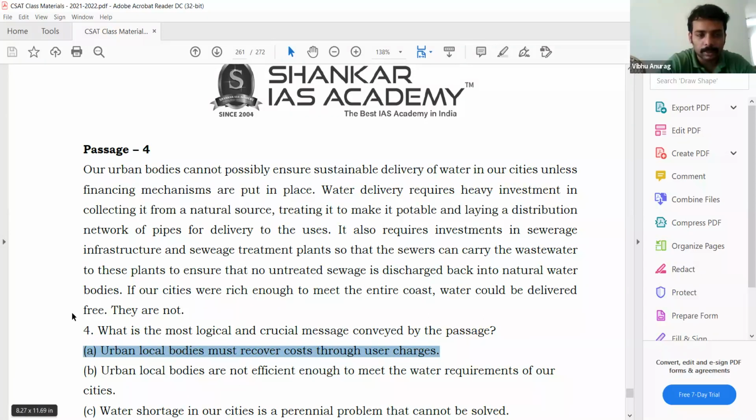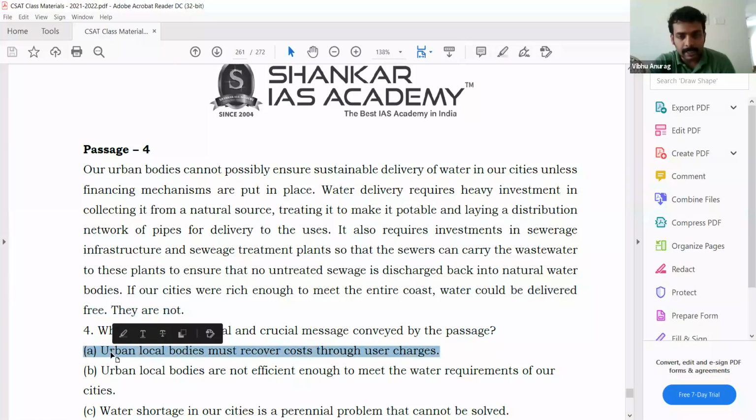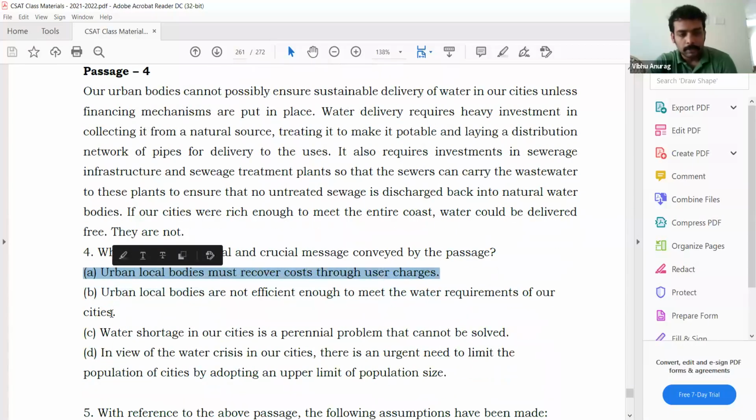So yes, because it's given, if they were rich enough to meet the cost, water could be delivered free, but they're not rich enough. So A is the correct answer. B says urban local bodies are not efficient enough. He's not saying they're not efficient enough. He's just saying they can't do it for free.